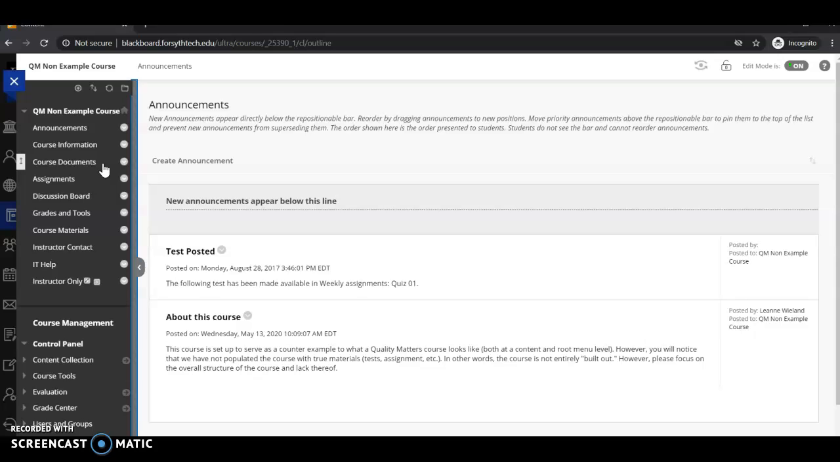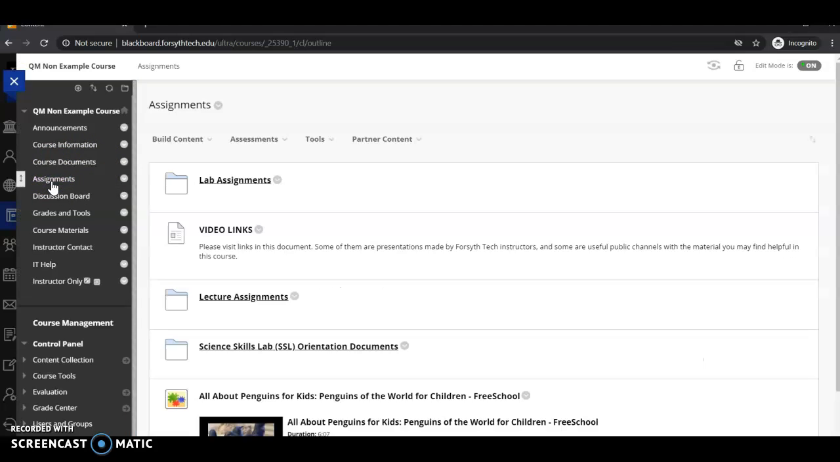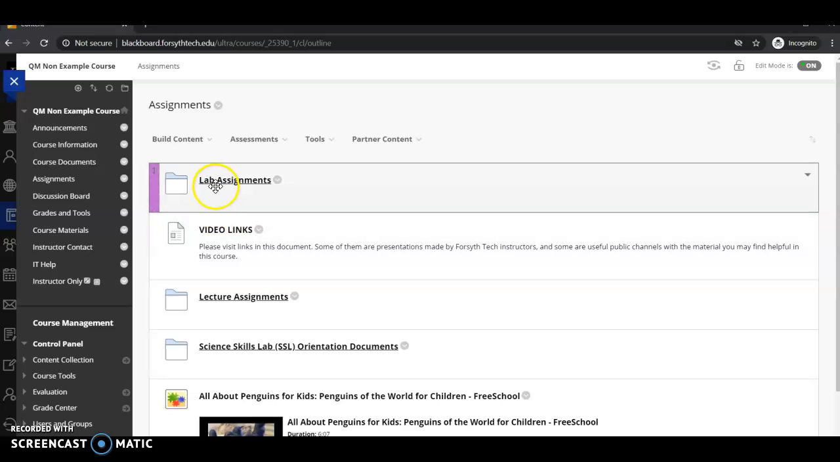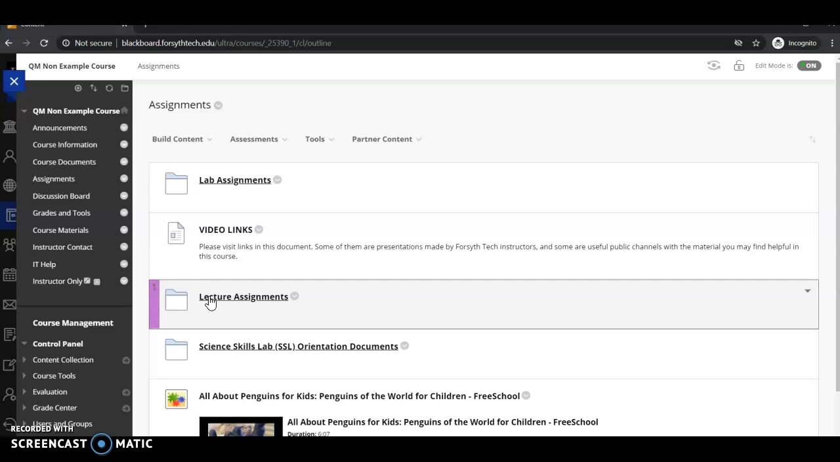The other thing that this course lacks is a start here, which we know that students really need in order to orient themselves to the world of your online course. Other things that this course doesn't have, for example, if I go to assignments, there's no clear delineation between lab assignments versus lecture assignments. There's no real overall organization.